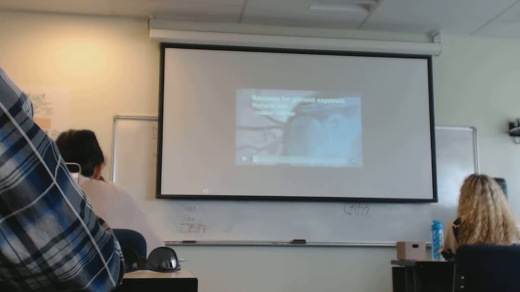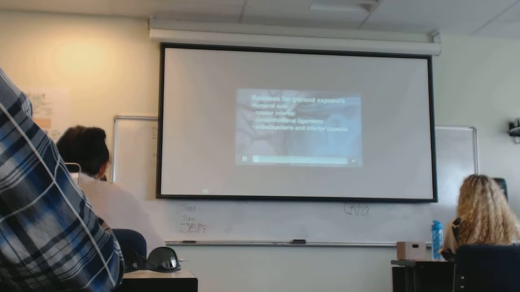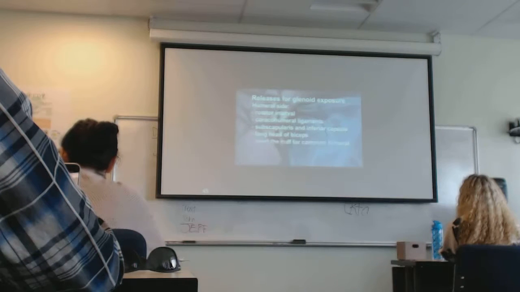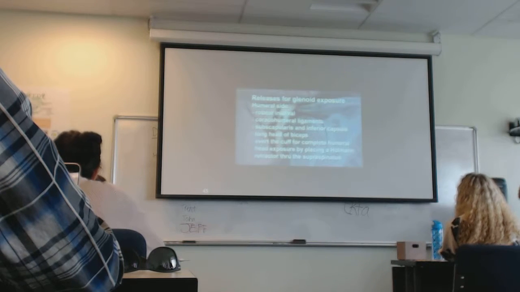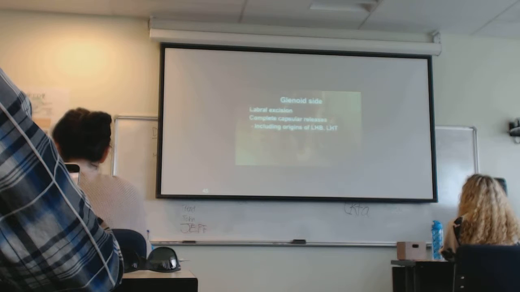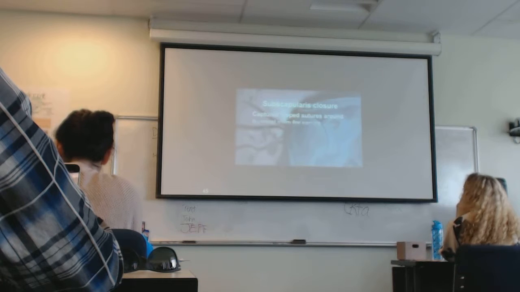Releases for glenoid exposure include those on the humeral side. They are the rotator interval, so that would be the lateral side, coracohumeral ligaments, subscapularis and inferior capsule, long head of the biceps, and then with a Holman retractor through the supraspinatus, the cuff can be everted, pushing it out, for more complete visualization. On the glenoid side, the labrum is excised. There's a complete capsular release, including the origins of the long head of the biceps and triceps, impaction grafting for the keeled glenoid component, and a triple cement impaction technique. The subscapularis closure is involved.